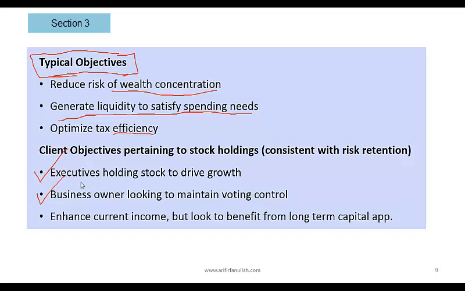The third objective is that while you could be getting a good dividend yield from this particular concentrated holding, you actually believe that this stock has just started growing and will grow many-fold. So you also want to benefit from long-term capital appreciation. That's again one of the reasons why a client may decide to keep the stock. Okay?